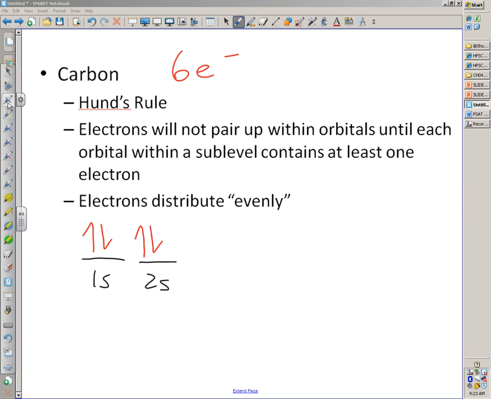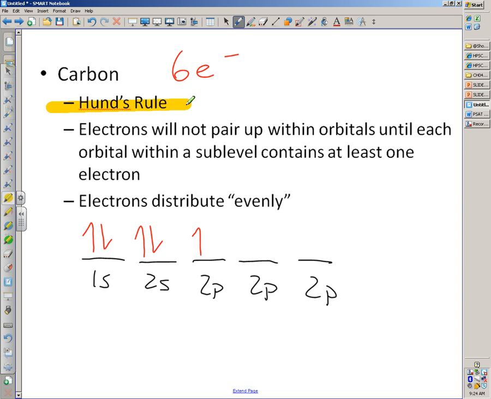We said that the next energy orbital that we find is the 2p. But if you look on your chart, how many 2p orbitals were there? 3 of them. So 1, 2, 3, 2p, 2p, 2p. 2 orbitals left. 5. But where the 6th one goes is determined by something that we call Hund's rule.